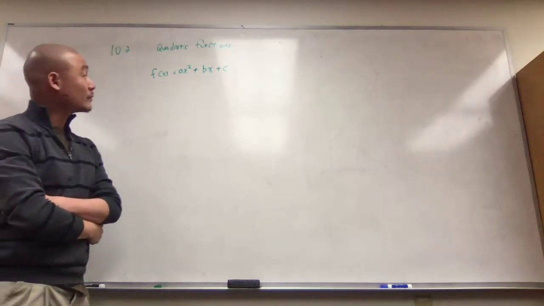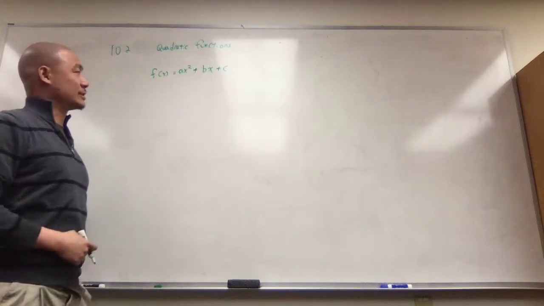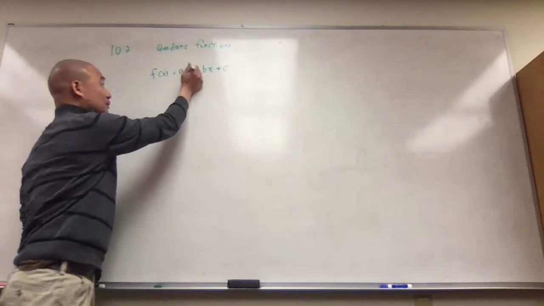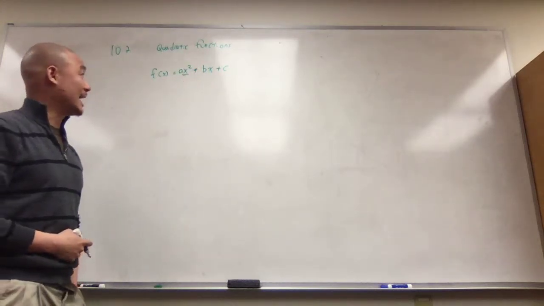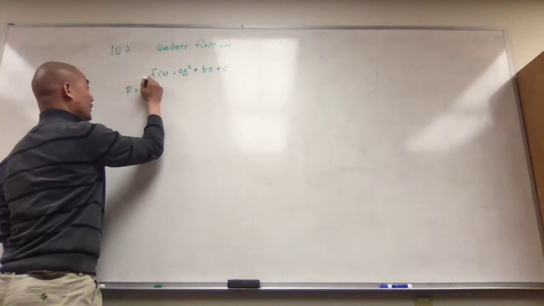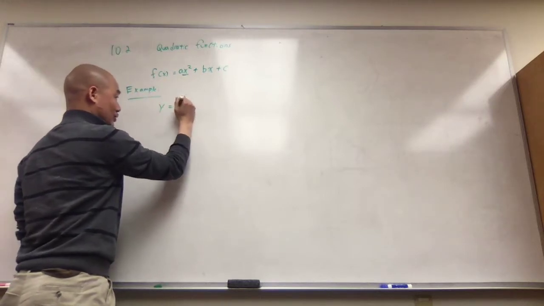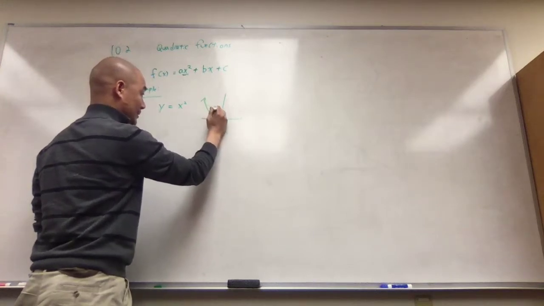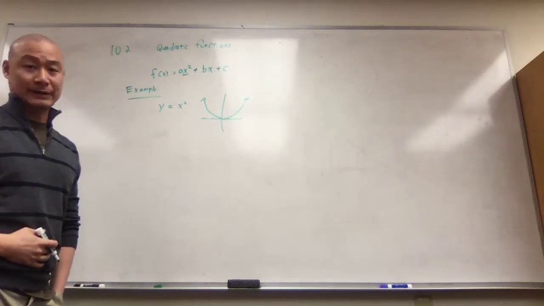Doing so changes the behavior of these functions quite a bit because, as we know, x squared doesn't quite behave the same way that, say, x does. So, the most basic example of a quadratic, and really the most important, is y equals x squared, which we may recognize as the standard parabola.